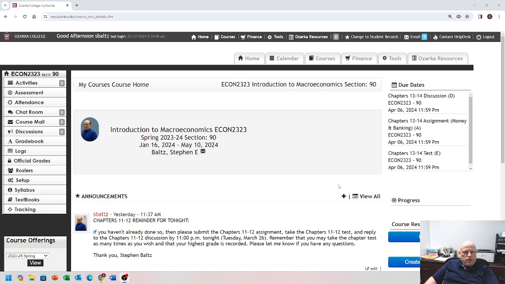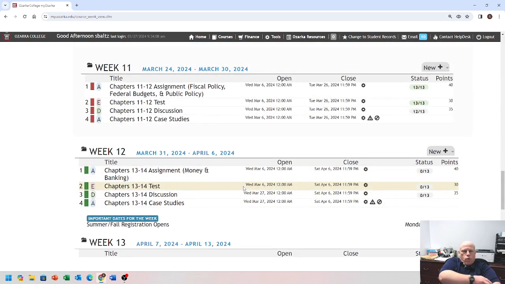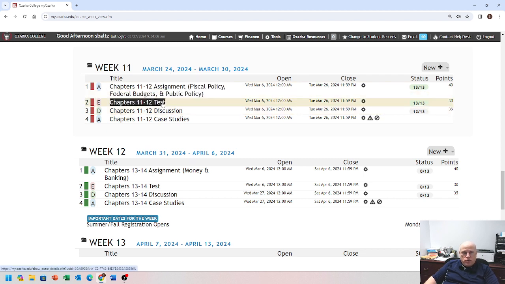And then that brings us to what we've got coming up due next. So if we go to the activities page in my Ozarka, right now we are on the middle part of week 11 of this semester. I know it doesn't seem like we should already be on week 11, but we are. We're really on the last third of the semester, so we're rapidly approaching the end of the semester here. But anyway, we don't have anything else due this week under week 11.